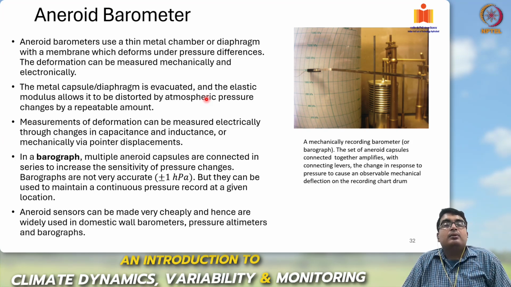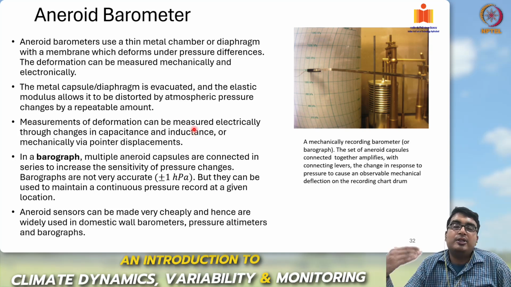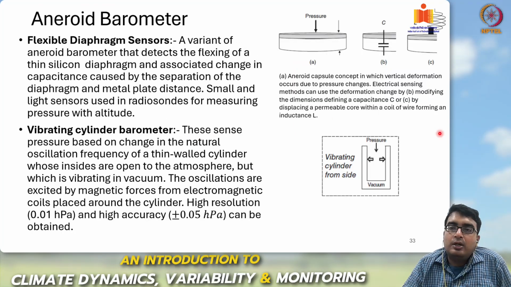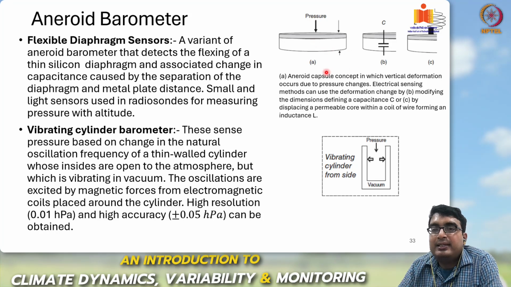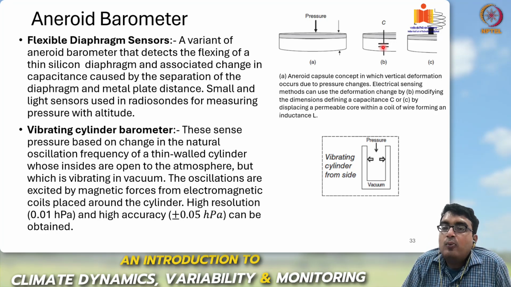Deformation can be measured electrically through changes in capacitance and inductance. So once again, the deformation can be transformed into a signal in capacitance or inductance, or mechanically via pointer displacements. So this is the idea here. This is the pressure, and this causes a vertical deformation. If there is a capacitance inside this aneroid capsule, then the distance between the capacitance plates is changing due to the change in pressure, which is causing a change in capacitance.